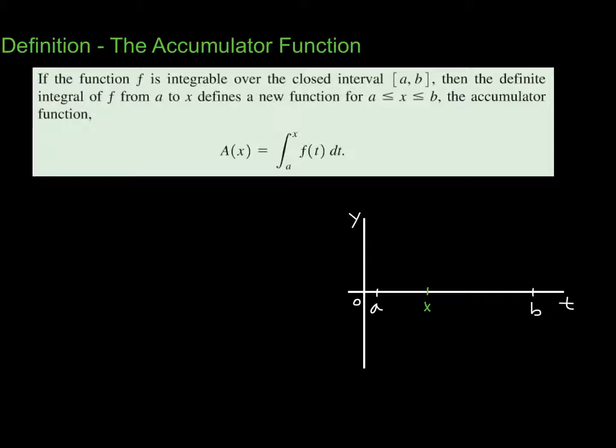To help illustrate how important it is that x and t be different variables, consider you are evaluating your accumulator function when x is equal to 5, meaning you would be running this integral from a to 5.